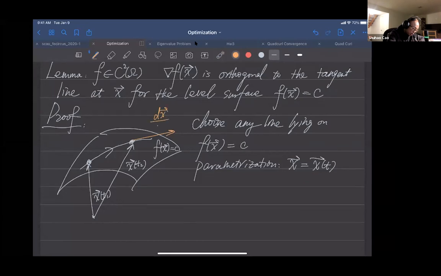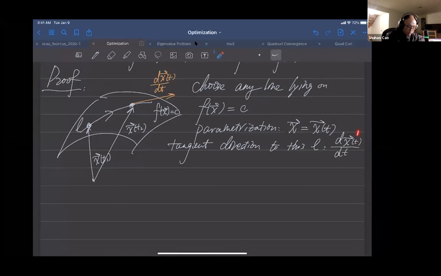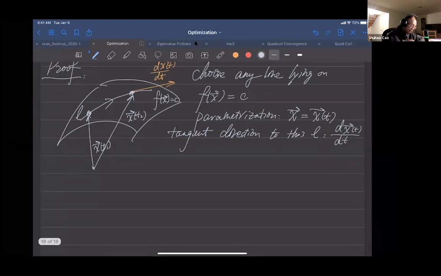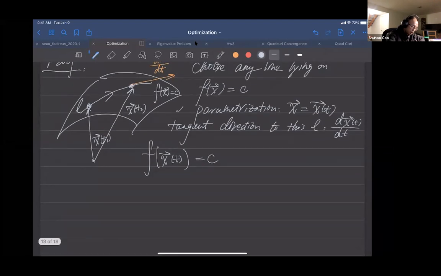Moreover, at a certain point, the tangent direction to this line, let's denote it L, is we just take the derivative with respect to t. So basically we want to prove the gradient is orthogonal to this. By orthogonal, we mean the dot product is zero. And the proof is actually one line. We consider this one.